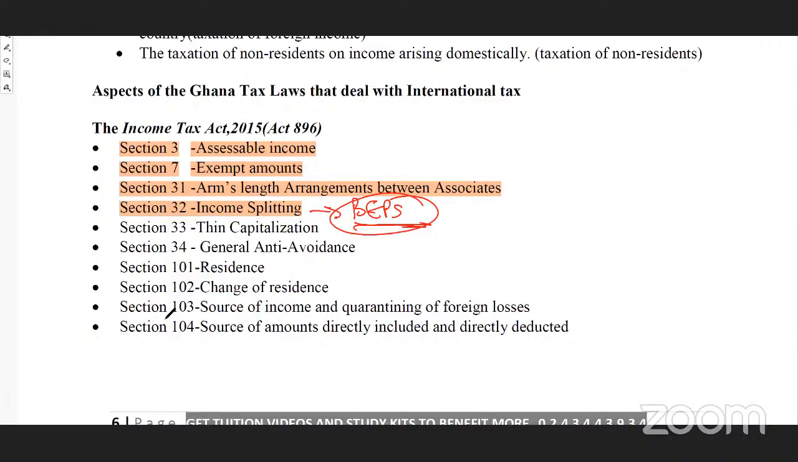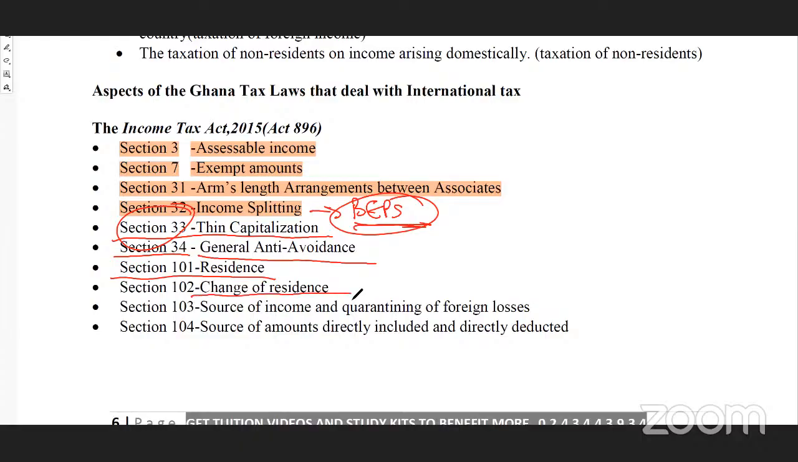So at your level, you're a senior financial executive and you'll be dealing mostly with multinationals and their assumptions and all that. Then we look at thin capitalization, which I mentioned earlier. Section 33 deals with it. We look at section 34, that has what? General anti-avoidance rules. Then we look at the issue of residents, resident individuals, resident partnership, resident trust, resident companies.